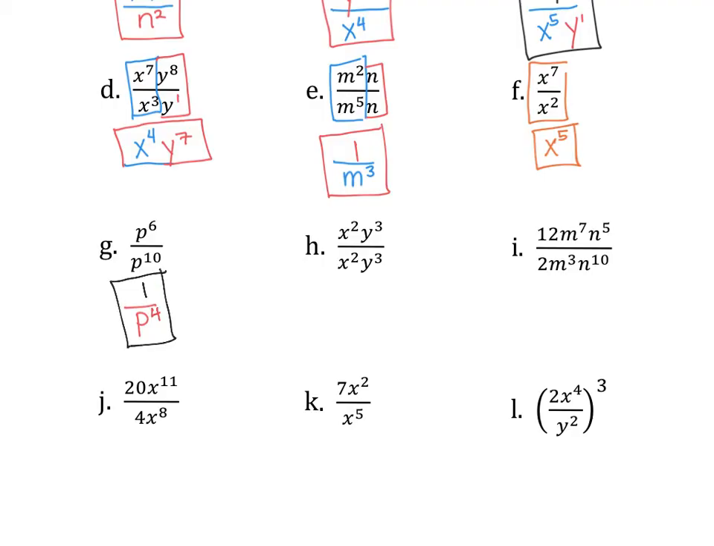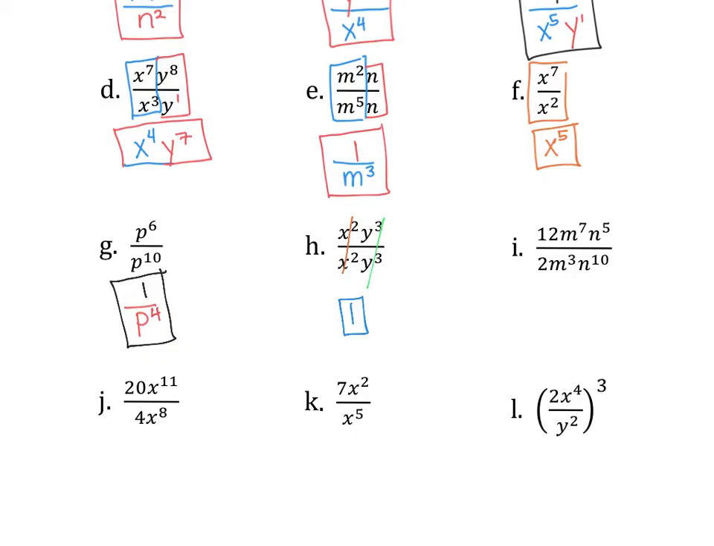Okay, let's look at this one. H, x to the 2nd over x to the 2nd. Well, those cancel. Y to the 3rd over y to the 3rd. Oh, those cancel too. If everything cancels, you're left with 1. Just like imagine if you had 5 over 5. 5 divided by 5 is 1. So something divided by itself goes down to 1. This is also why x to the 0 is equal to 1, because 2 minus 2 is 0, x to the 0.